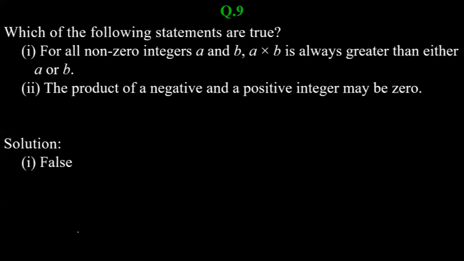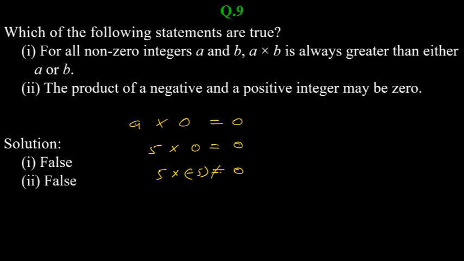Product of a negative and positive integer cannot be zero because the product of any two numbers can be zero only if any of the numbers is zero, and zero is neither positive nor negative. So 5 into 0 can be 0, but 5 into -5 cannot be 0. So this statement is also false.